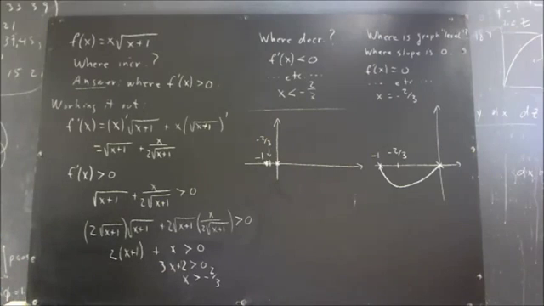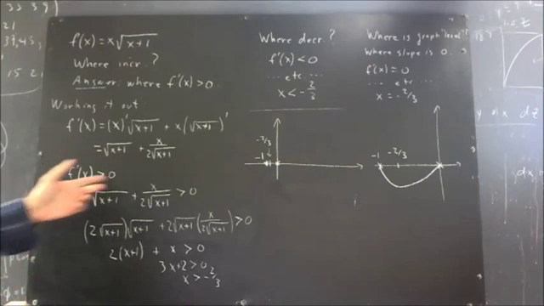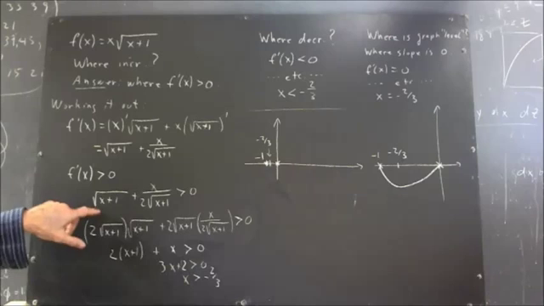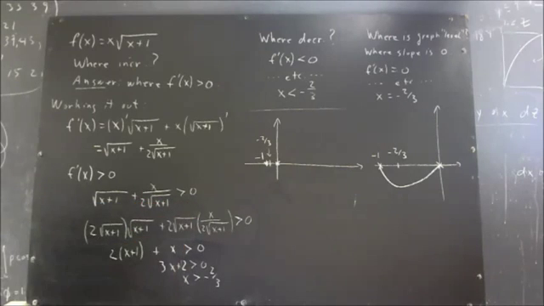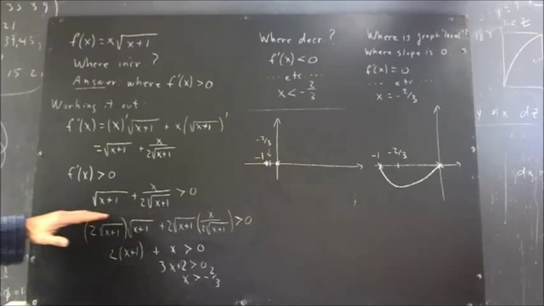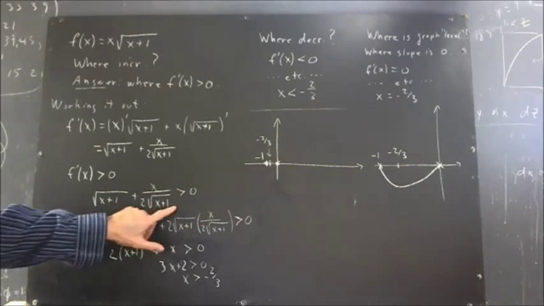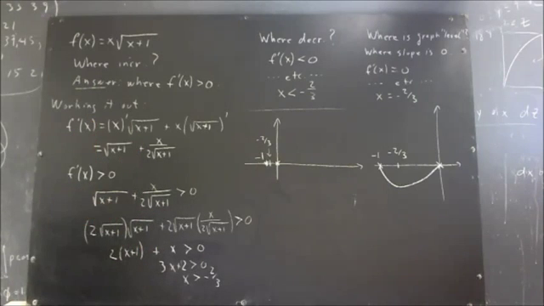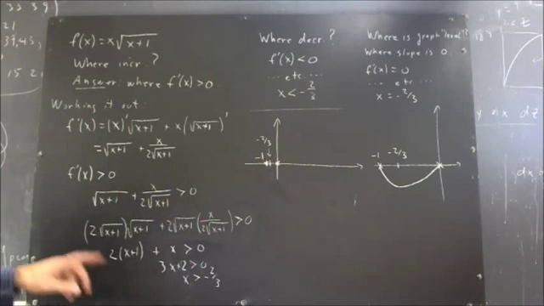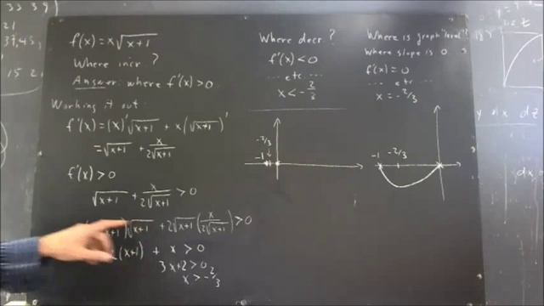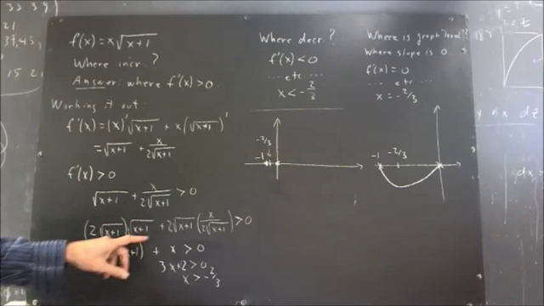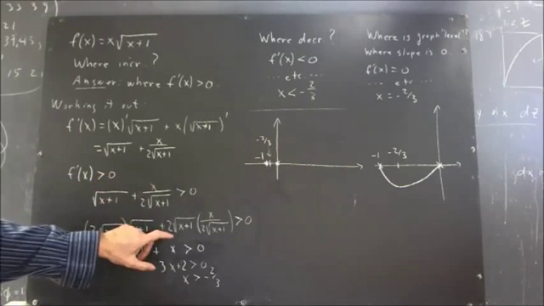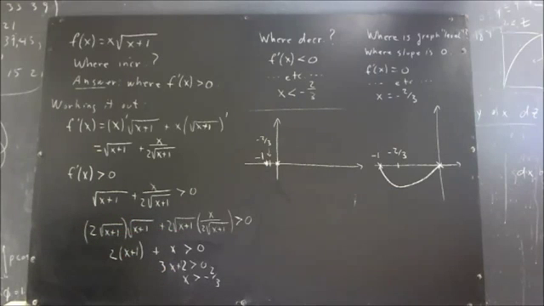Okay, so when is that greater than 0? Well, we just set that expression for the derivative greater than 0. Now, what do we do when we have something that looks like this? We multiply by the common denominator. Since there's just one denominator, that's easy. So we multiply every term by 2 square root of x plus 1, this term by 2 square root of x plus 1, and this term by 2 square root of x plus 1.